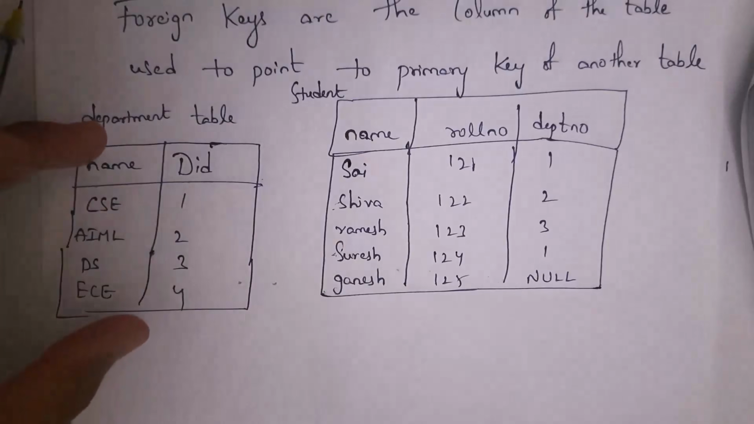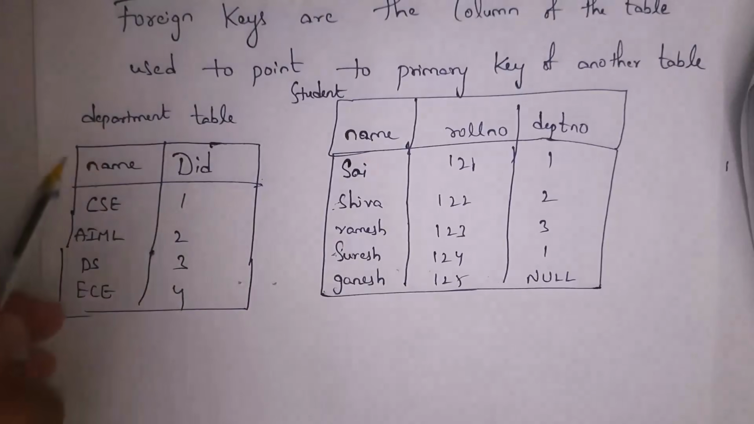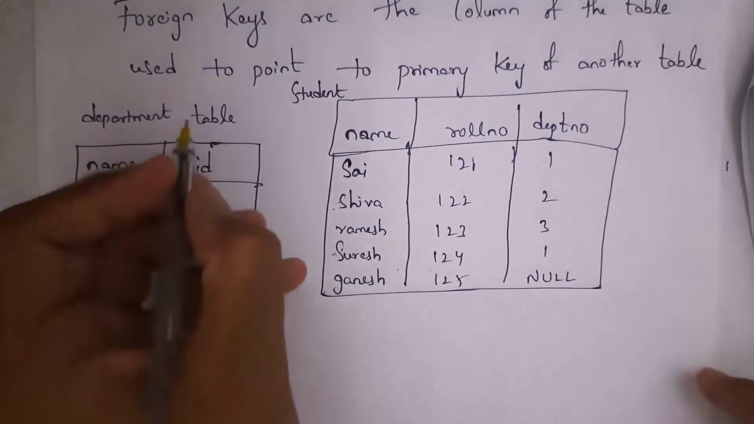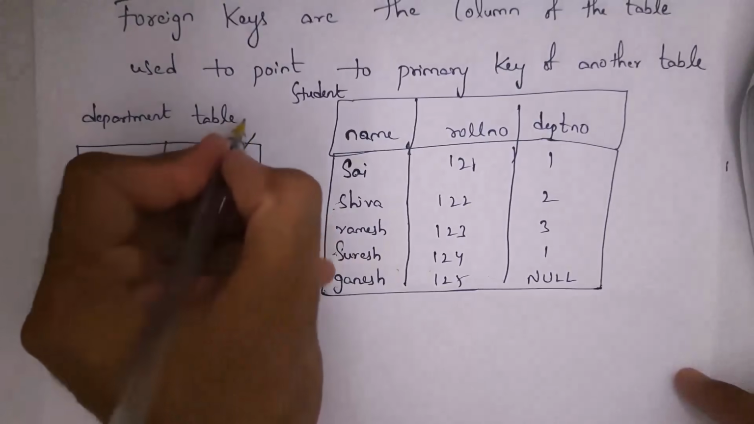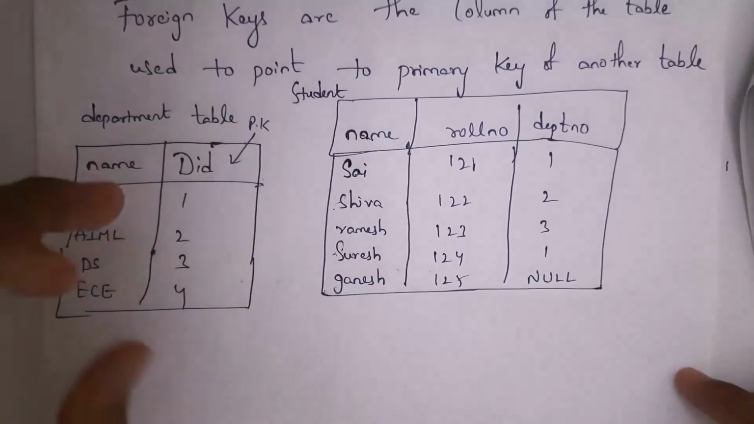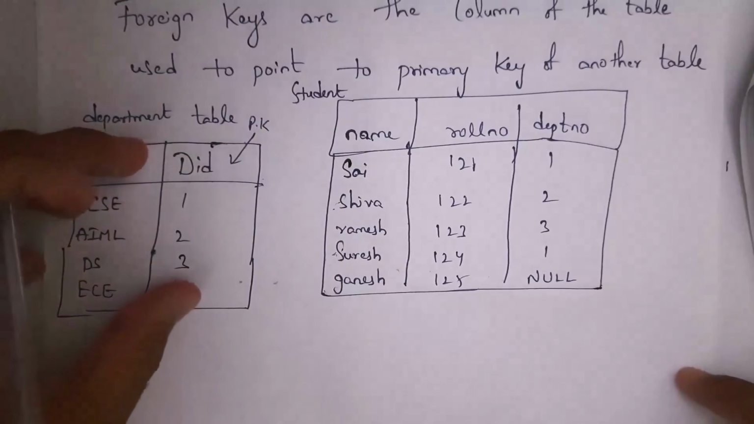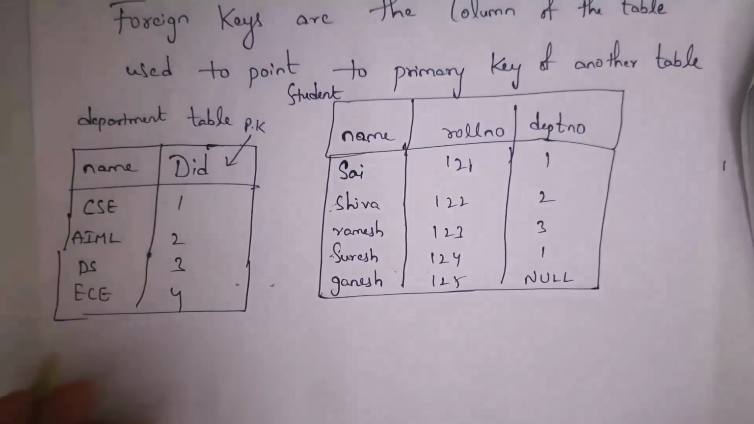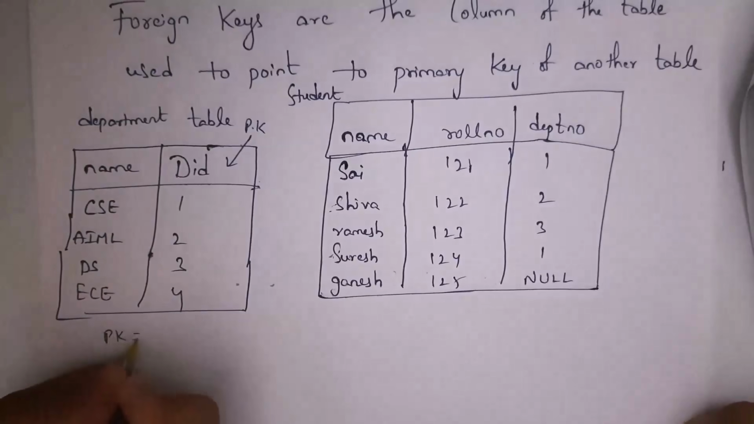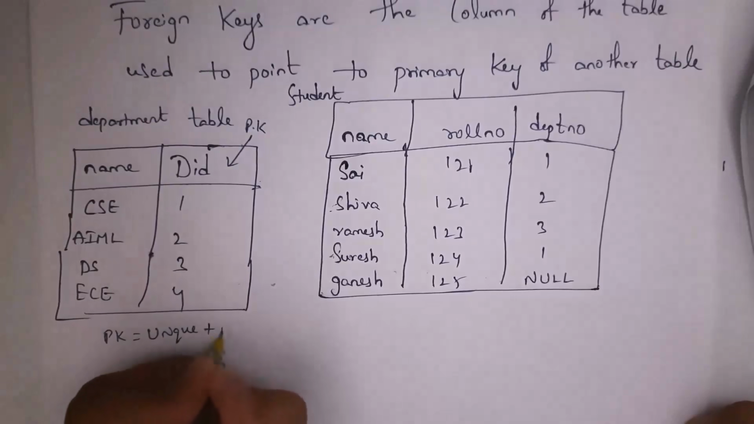For example, for the department table I took 2 columns. They are the name column and the DID column. Here for the DID column I will take primary key. Primary key is nothing but it will accept unique values and null values are not accepted. Guys, primary key is nothing but primary key will accept only unique values and it will not accept null values.